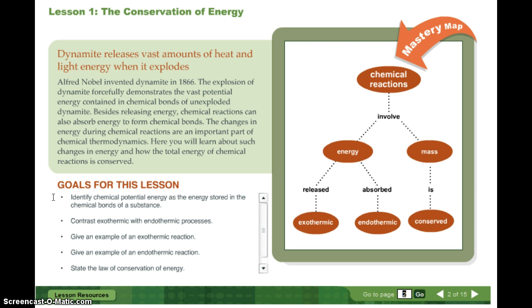Goals for the lesson: identify chemical potential energy as the energy stored in the chemical bonds of a substance. Contrast exothermic with endothermic processes. Give an example of an exothermic reaction. Give an example of an endothermic reaction. State the law of conservation of energy.